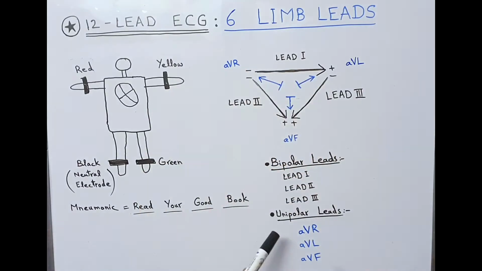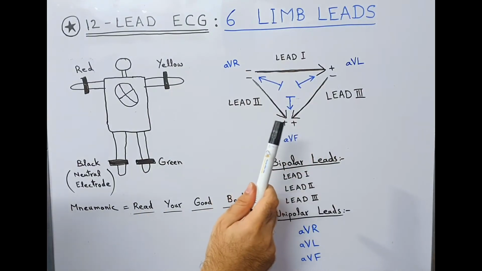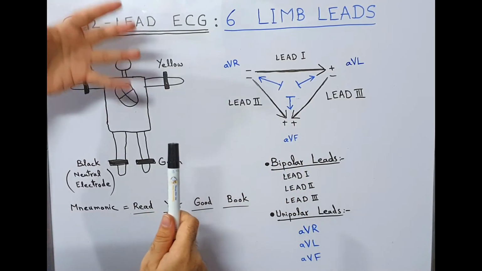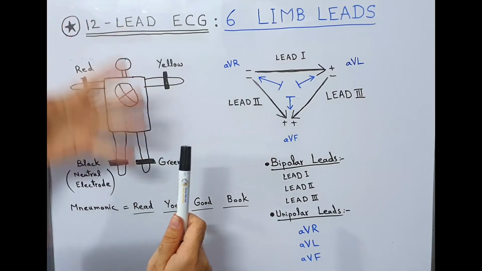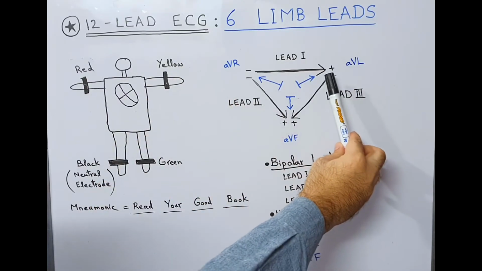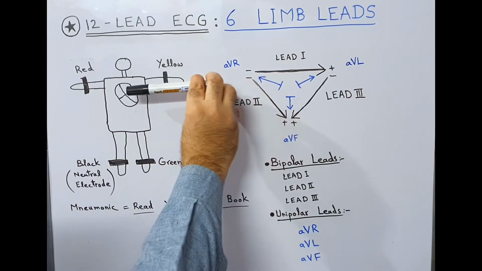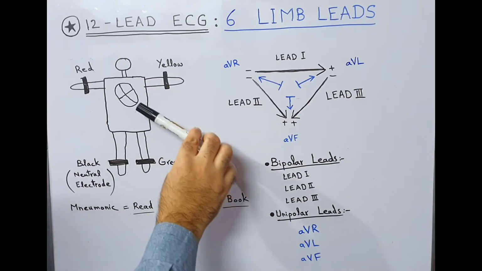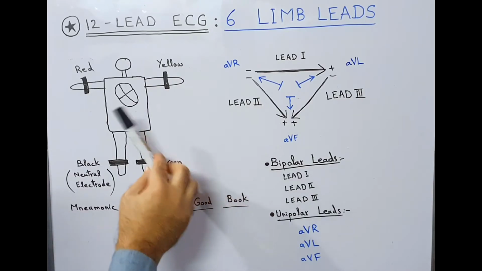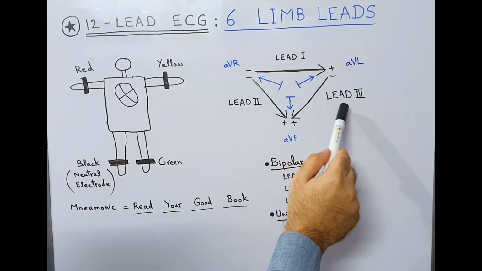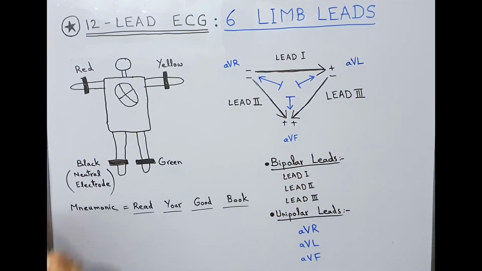It is all maths, but all you need to know is from which direction a lead is looking at the heart. It is looking at the heart vertically. Vertically means from above, from below, from sides, etc., in the coronal plane. So lead 1 is looking at the heart from the left side. Lead 2 is looking from the bottom. Lead 3 is also looking from the bottom. But lead 2 is looking from left bottom and lead 3 is looking from right bottom. These 3 leads, lead 1, lead 2 and lead 3, are called bipolar leads because they are using 2 electrodes to catch the signal.